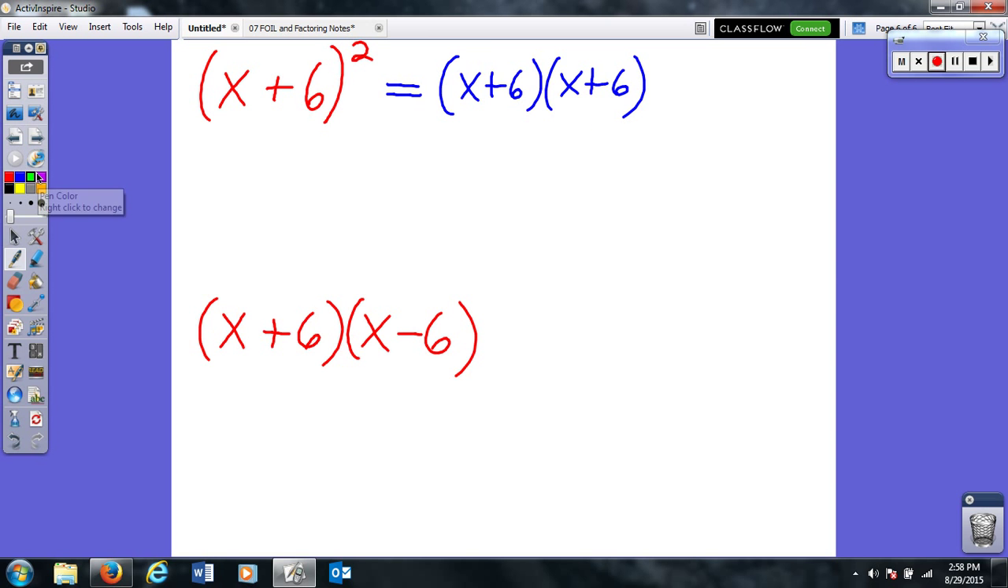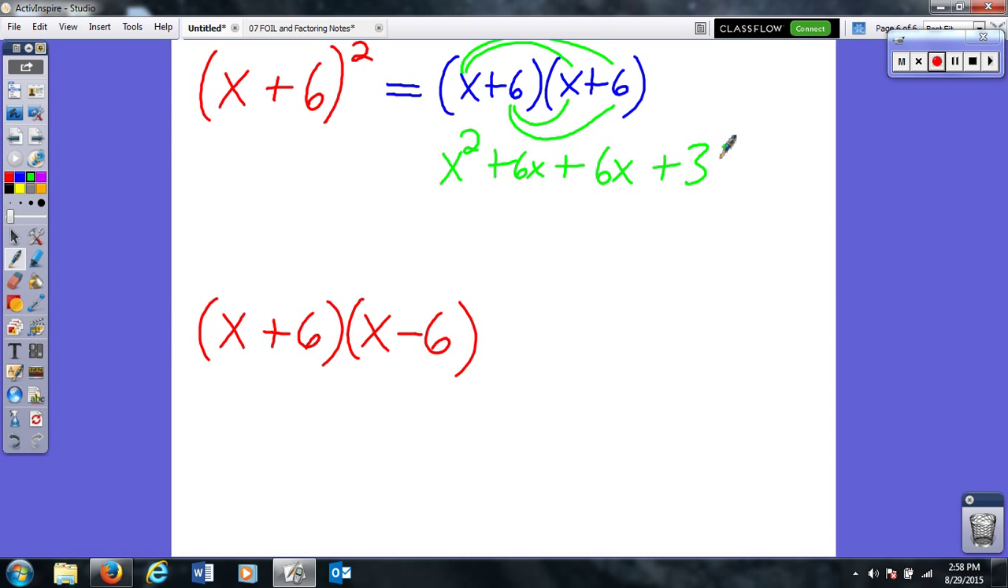So we're going to get x squared, that's first times first. Then we'll get 6x, which is the outers. Then we'll get another 6x for the inners. And then 6 times 6 for the last, that's 36. So the reason why this is called a special case is because some very specific thing happens here. There's, well, 2, I guess.